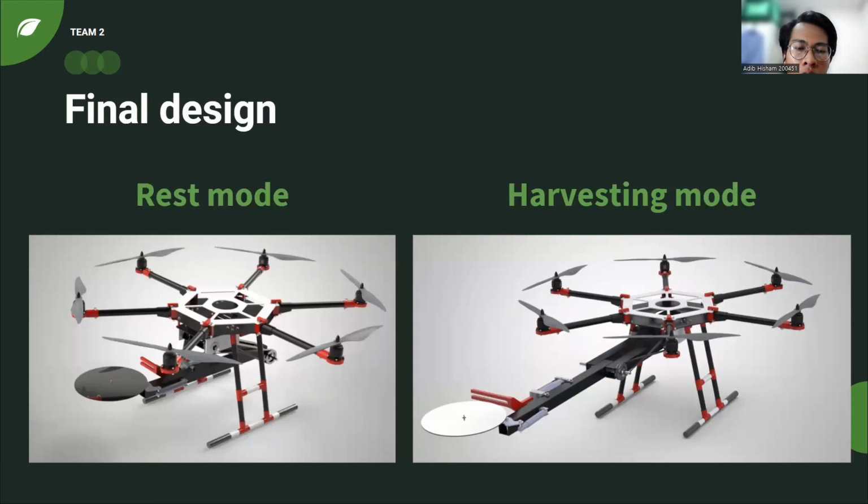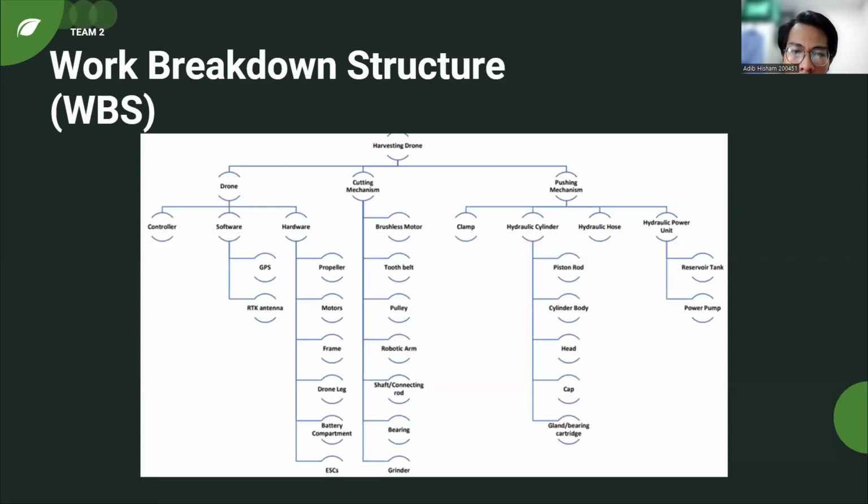So next is the final design. There are two modes in the final design: the rest mode, where the drone is not in use, and the harvesting mode, where the robotic arm will expand to cut the branch. And that's all. So next is the work breakdown structure for our harvesting drone.